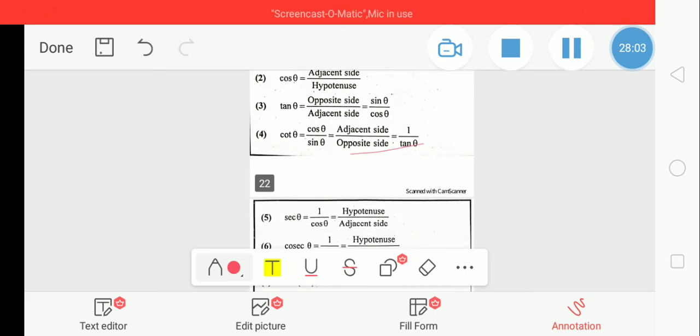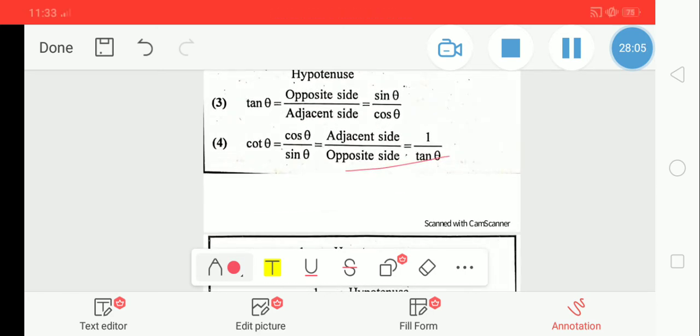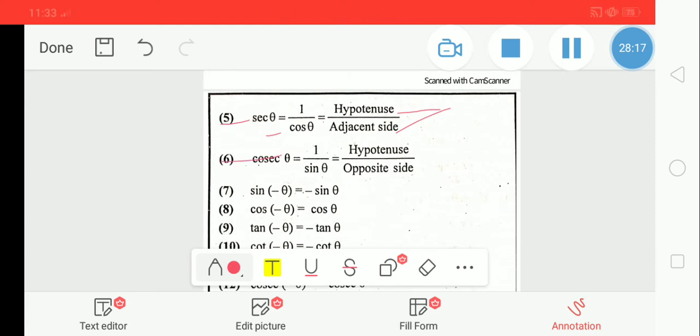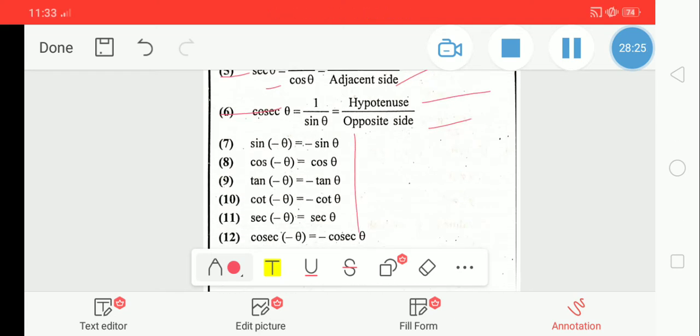So these are given. Then we know that tan theta means sin theta divided by cos theta, and cot theta means 1 upon tan theta. Sec theta is 1 upon cos theta, which we have already studied. Now cosec theta means 1 upon sin theta, that is hypotenuse upon opposite. Now these are also what we have studied.